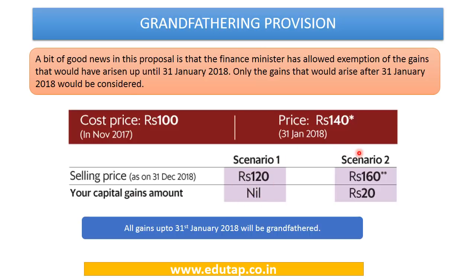Now if the selling price in December 2018 is rupees 160, now in this case you are earning even more than the price which was prevalent on the 31st of January 2018, that is rupees 20 more you are earning. So you will be paying tax only on rupees 20 and not on entire capital gain, that is rupees 60. So this is the grandfathering provision that has been provided in the Union Budget of 2018.